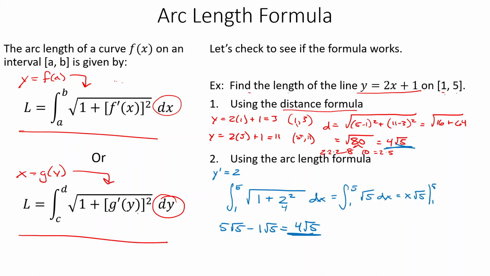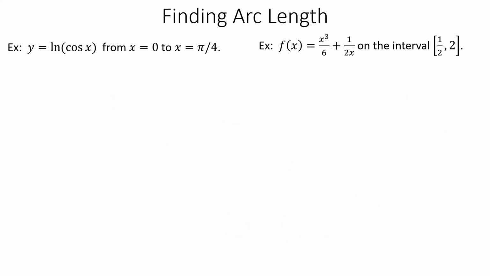All right, so the arc length formula does seem to work for straight lines. It does also work for curved lines. All right, so here's some examples with curved lines. So we've got y equals the natural log of cosine of x. I don't know what that looks like. And honestly, that's probably a pretty ugly graph. But we're going from 0 to pi over 4. We can just use the arc length formula.